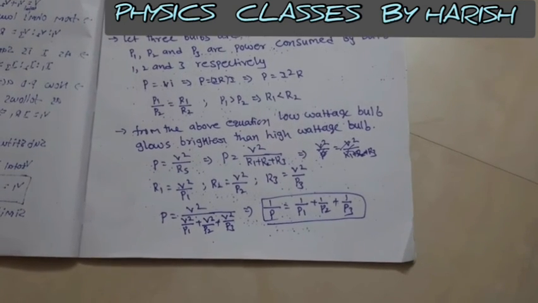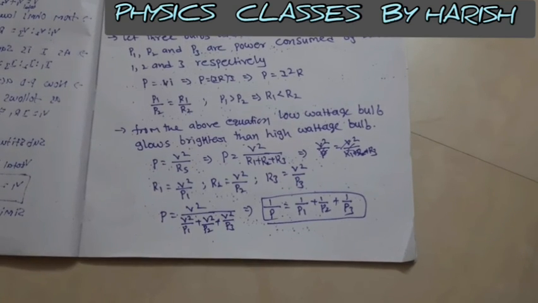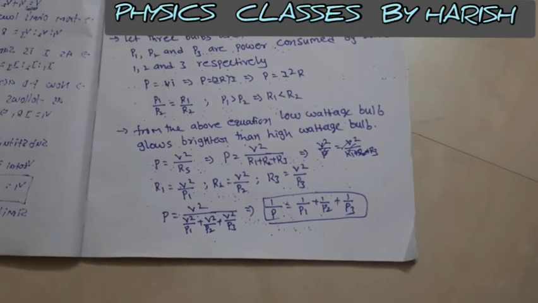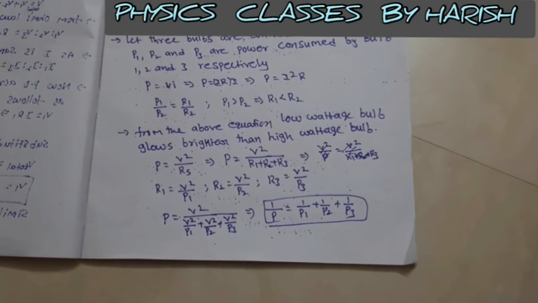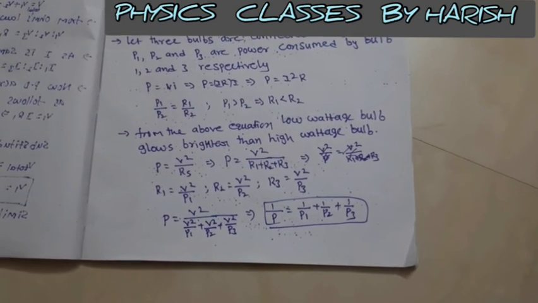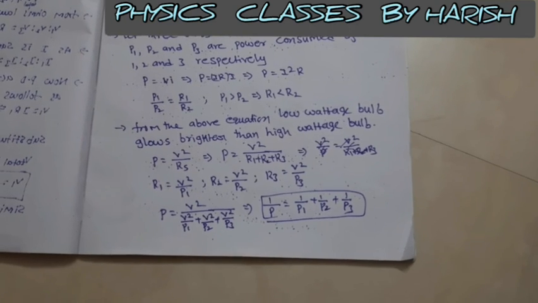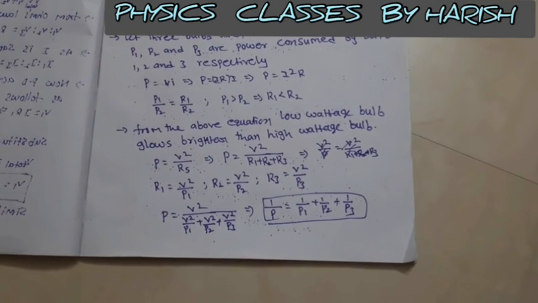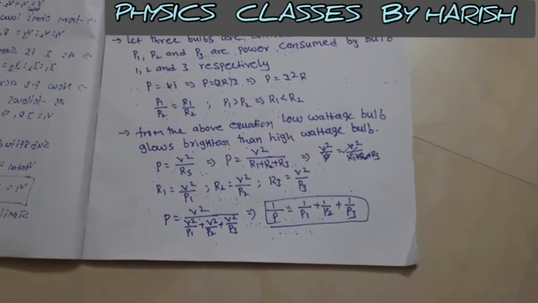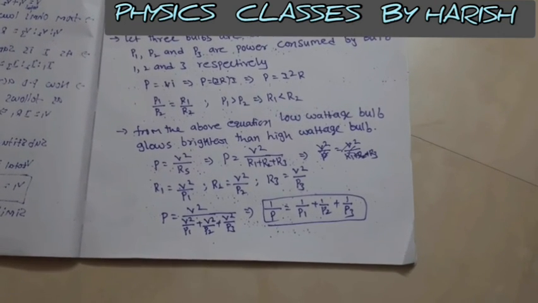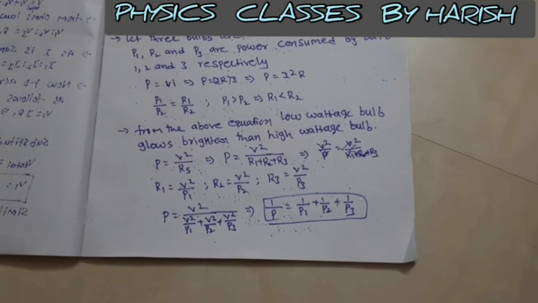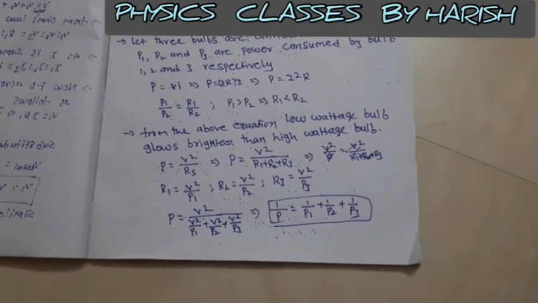For resistors connected in parallel, the effective resistance can be written as 1 by Rp is equal to 1 by R1 plus 1 by R2 plus 1 by R3. It is quite opposite. When bulbs are connected in series, the power consumed by the three bulbs is 1 by P is equal to 1 by P1 plus 1 by P2 plus 1 by P3. Likewise, you can remember. In the next class we'll see the parallel combination of resistors, when bulbs are connected in parallel and what the power consumed is and all.